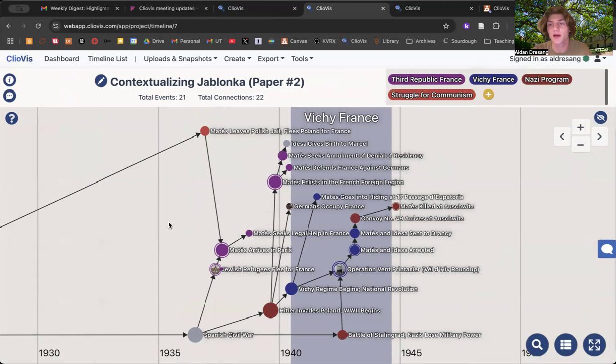And this applies far beyond history. So imagine you're reading a book in a literature course and you want to write down the key events in that book and the broad brushstrokes and themes that you want to talk about in class. You could use ClioVis for that using the eras feature and plotting events on there and putting categories on. So it really applies in a number of different fields.